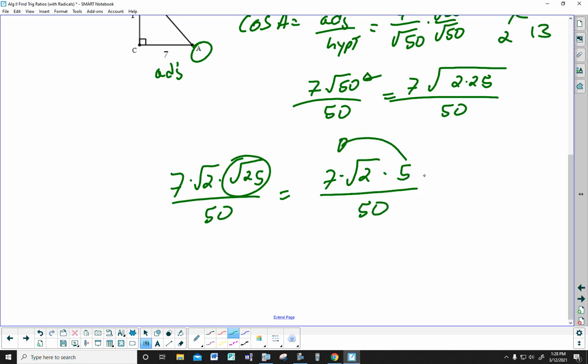Or it typically gets written in front. 7 times 5 times the square root of 2 over 50. Now this 5 can reduce out.